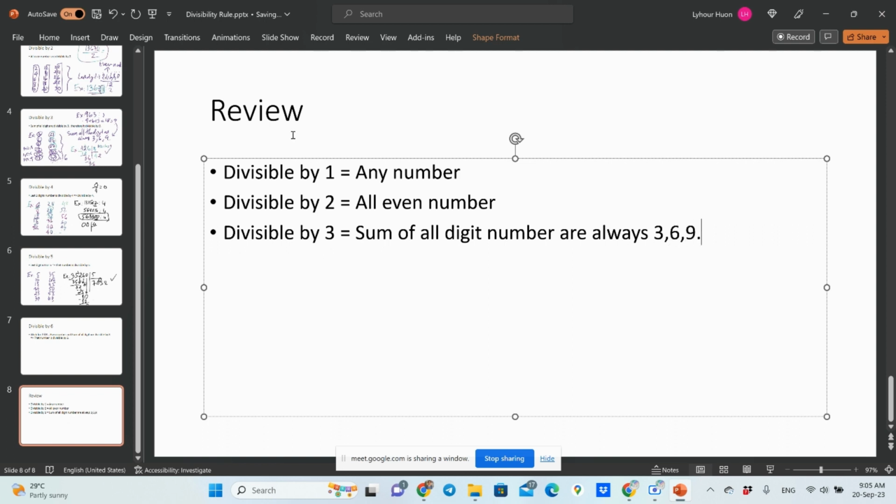Can you give an example for this one? Example: 21, yes. Can you give a large number, let's say a 5 digit number? 66,939, 33, yes. That is a smart example.